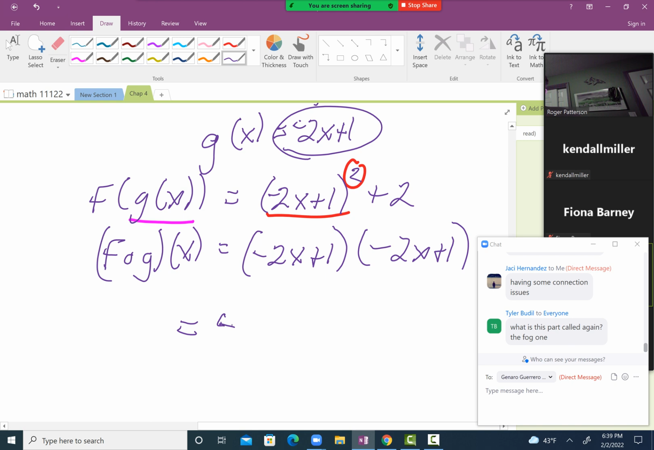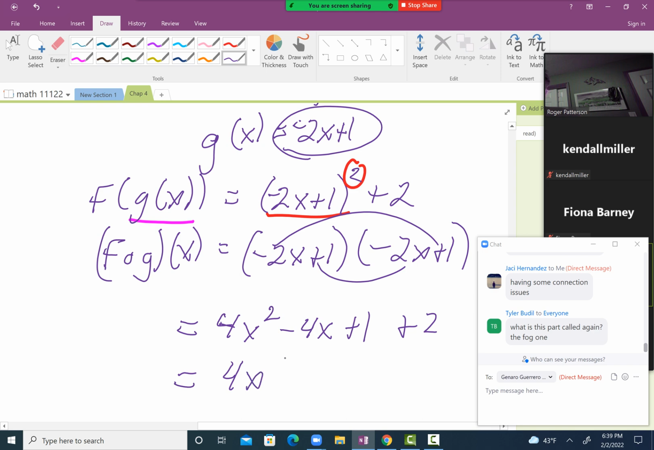We're going to go 4x squared minus 2x. That goes to here. And then another minus 2x. That gives me a minus 4x plus 1. And now I'm going to bring that 2 back into the picture. So we have that here. The constants combine, and that gives me a plus 3. So that's what f of g of x is when it's all in a simplified form, which is probably what you want to do.